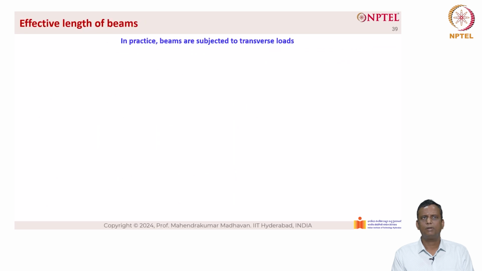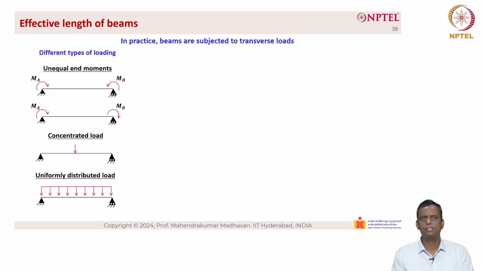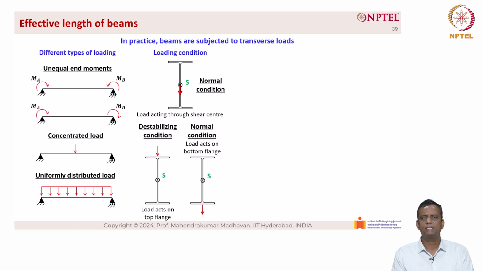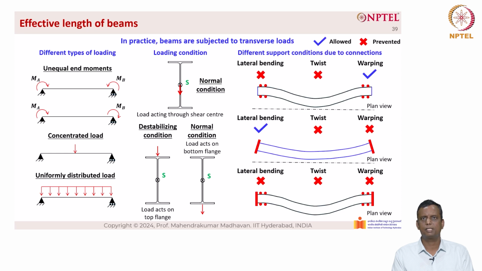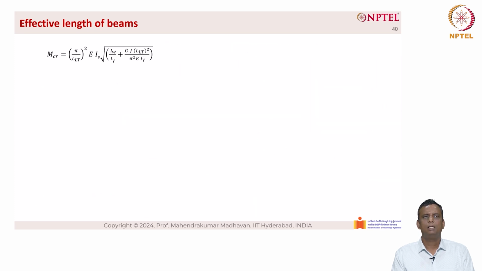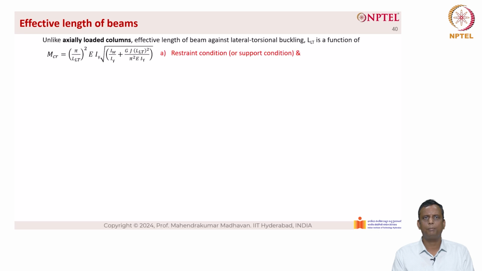Now let's look at the effective length of beams. In practice, beams are subjected to transverse loads, as you can see here, as well as different loading conditions, whether the load is applied at the shear center, above the shear center or below the shear center, and different support conditions due to connections, as you can see here. What you see here is the generic equation for M critical, which is pi divided by L sub LT the whole square into EIY into root of IW by IY plus GJ into L sub LT the whole square divided by pi square EIY.